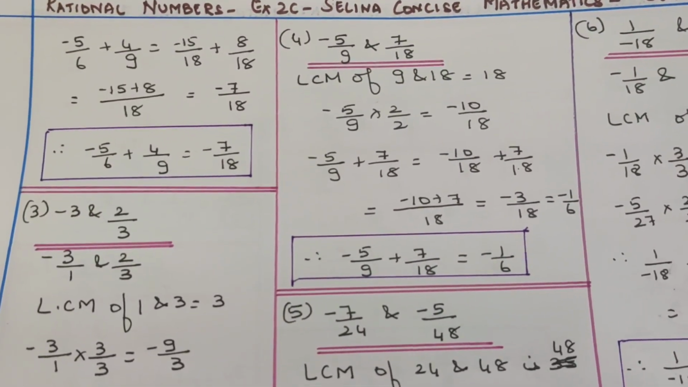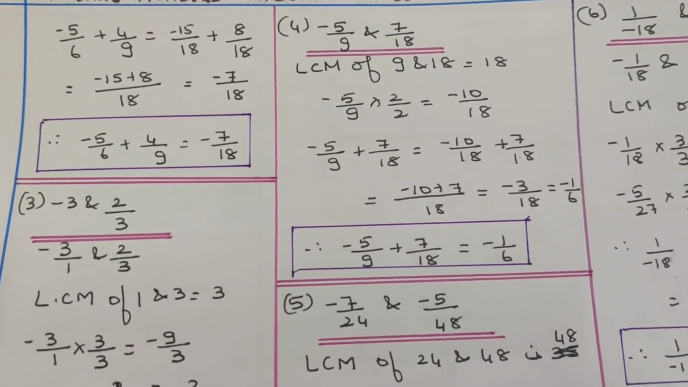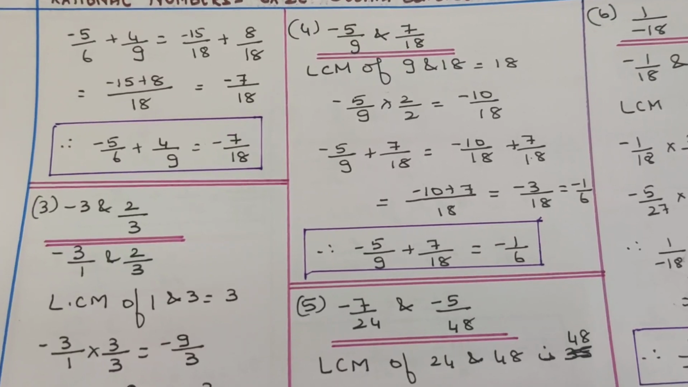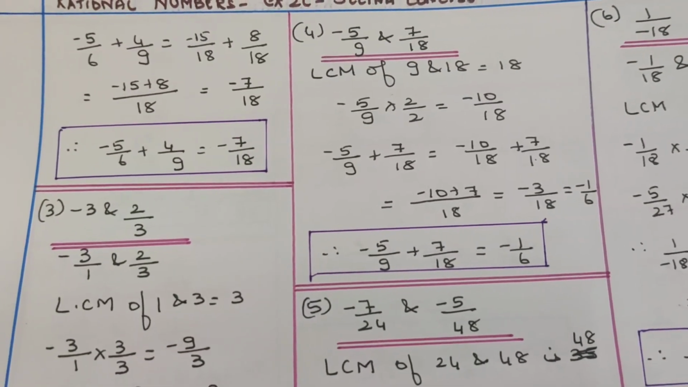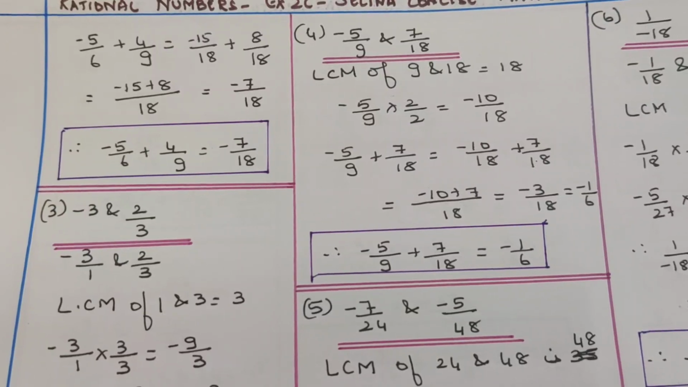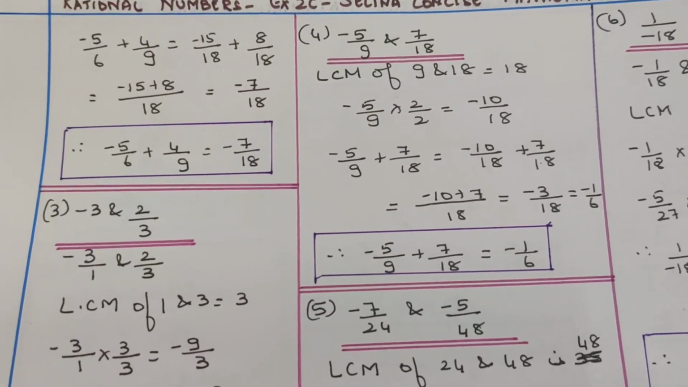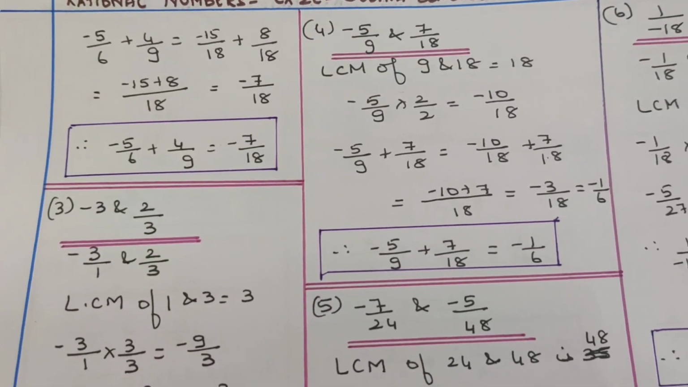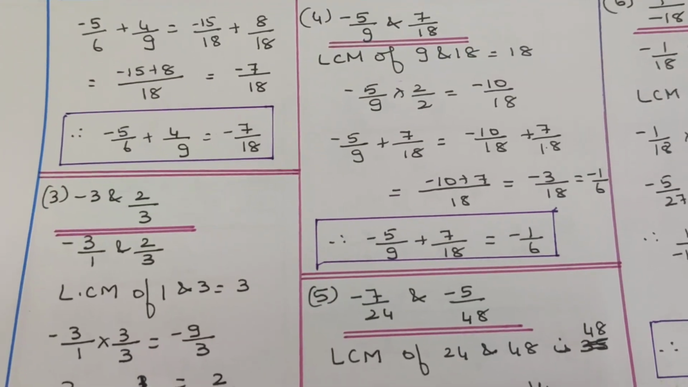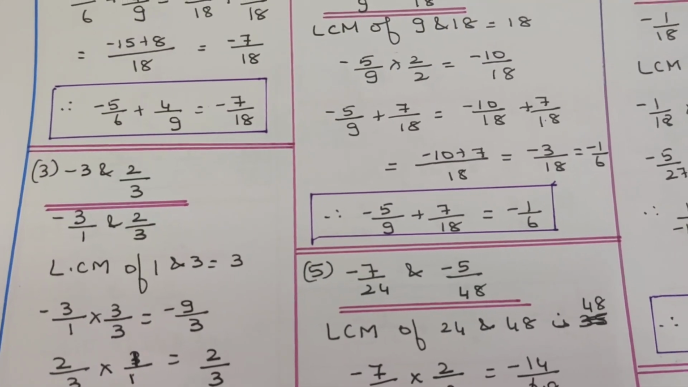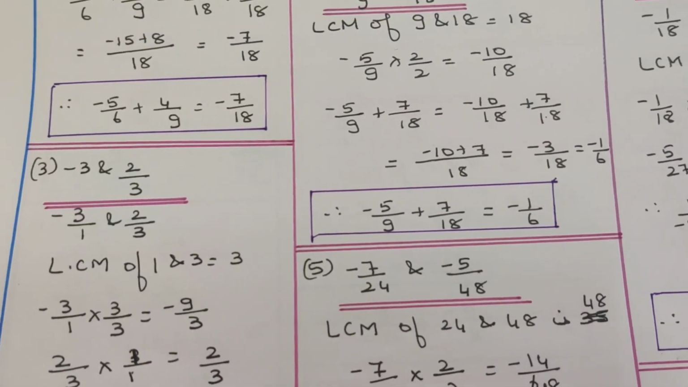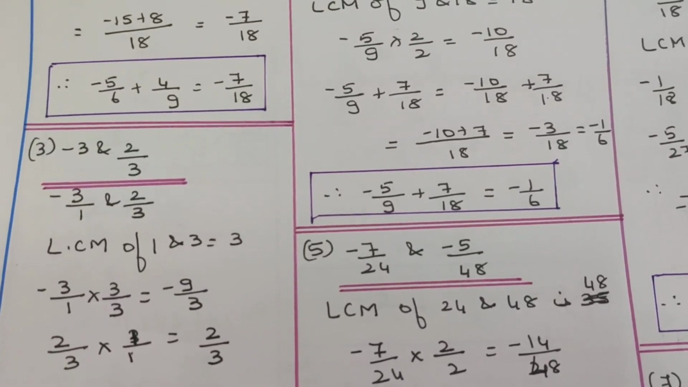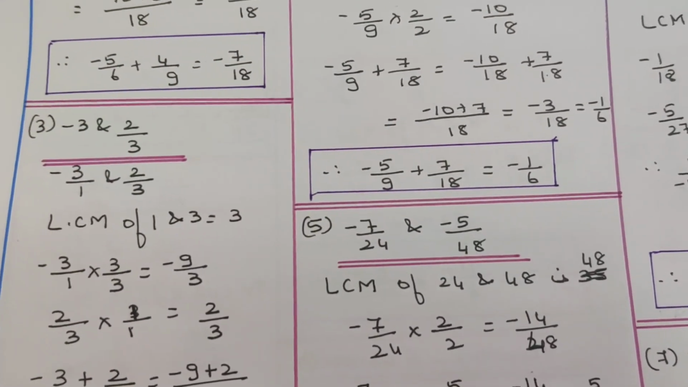Minus 5 by 9 and 7 by 18. Again, different denominators. Take the LCM. We get the LCM as 18. So go ahead and get a common denominator. So the first number becomes minus 10 by 18 and the other one remains as 7 by 18 because it already has the denominator 18. So now you add these two numbers, you get minus 10 by 18 plus 7 by 18. So when you do the addition, you get minus 3 by 18, that is equal to minus 1 by 6. Therefore minus 5 by 9 plus 7 by 18, the sum will be minus 1 by 6.